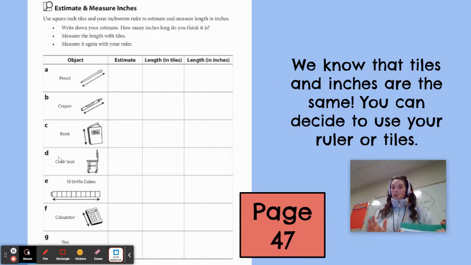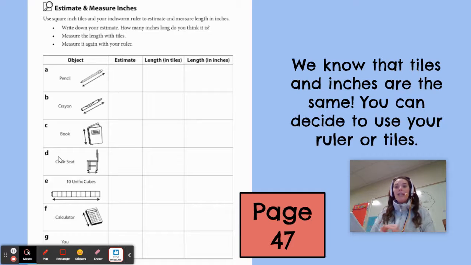All right, now that we have our measuring materials ready to use, our inchworm ruler or your tiles, you can choose. We are going to work on page 47. Since we know that the inch tiles and the inches on our inchworm ruler are the same, you can decide to use your ruler or tiles. I'm going to turn to page 47, and we're going to read the directions out loud. Page 47 says, use square inch tiles and your inchworm ruler to estimate and measure length in inches. Your first step is to write down your estimate, meaning how many inches long do you think it is? This is before you have done any measuring.